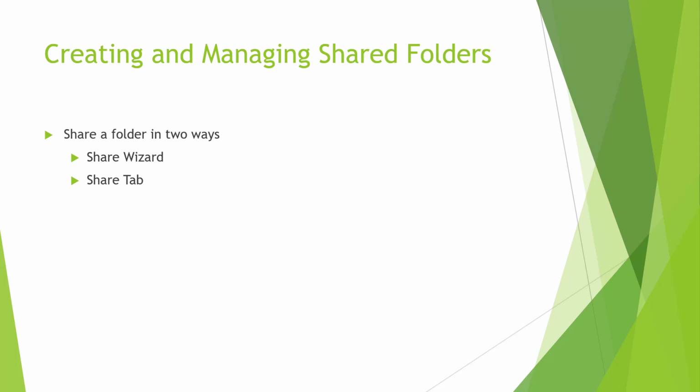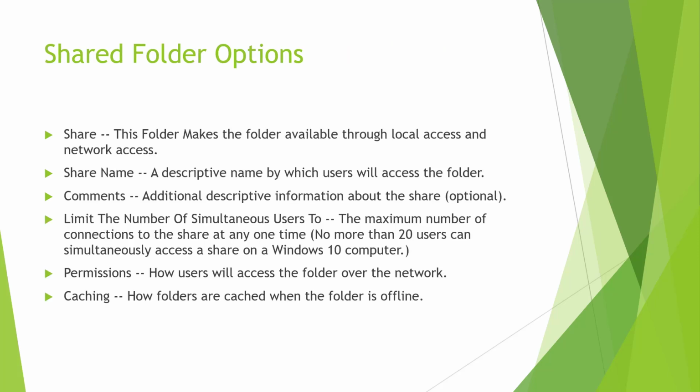So there are two ways to do this. We can either do it through a share wizard or through the share tab. We're going to walk you through both, but I want to go over some options before we do that. So when we have a shared option, we have things like the share, that's going to be the object. We have the share name. We have comments. We also can limit the number of simultaneous users. We can also set permissions as well as caching.